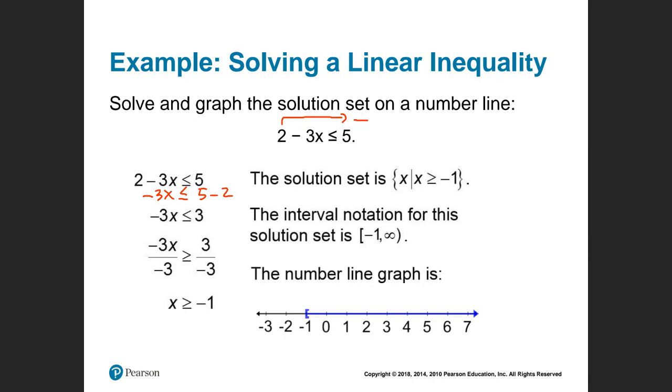So we need x. Because we need x, we divide by negative 3. Remember, we have to reverse the sign, the direction. So less than or equal to changes to greater than or equal to, because we divide by negative 3. So negative 3x divided by negative 3 is greater than or equal to 3 divided by negative 3. Cancel, become 1. So x is greater than or equal to negative 1.